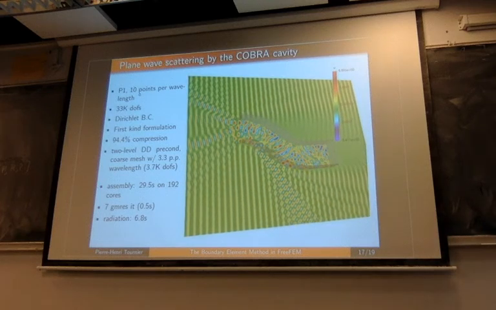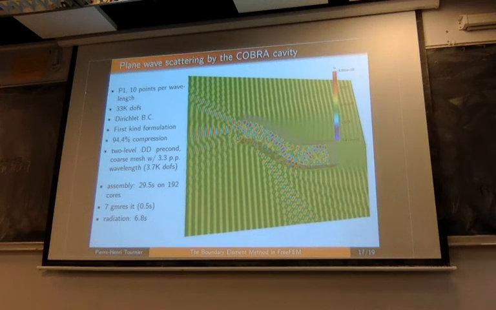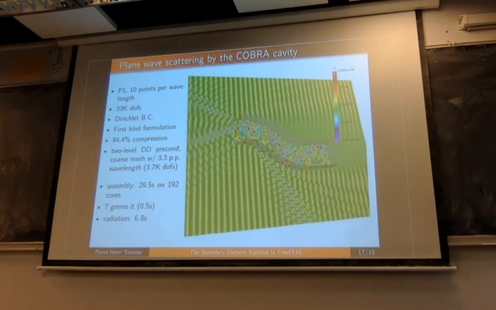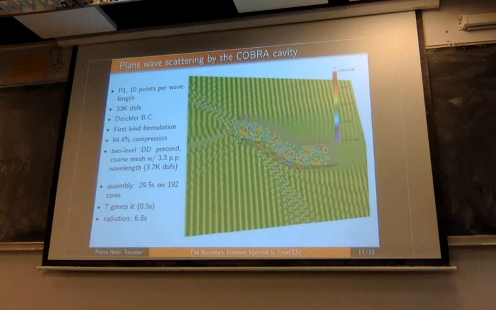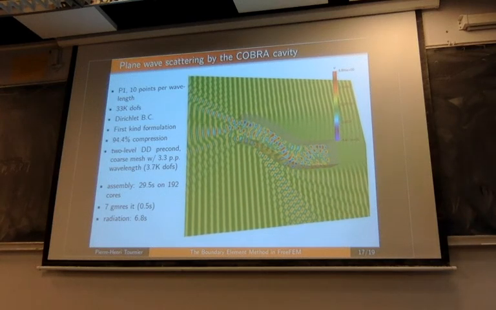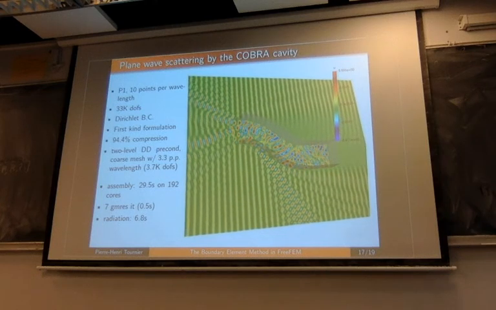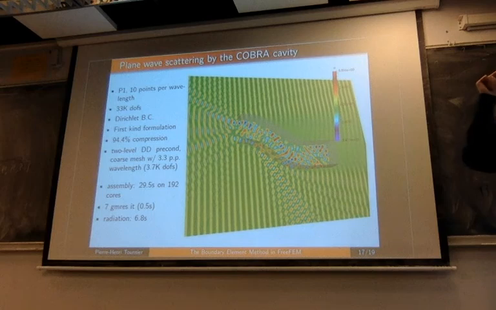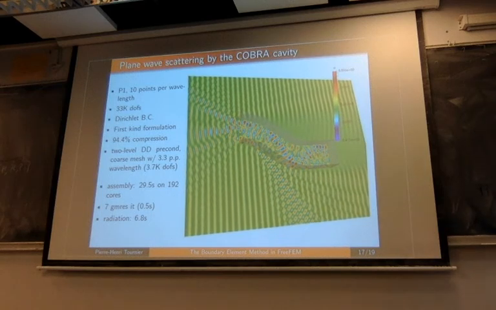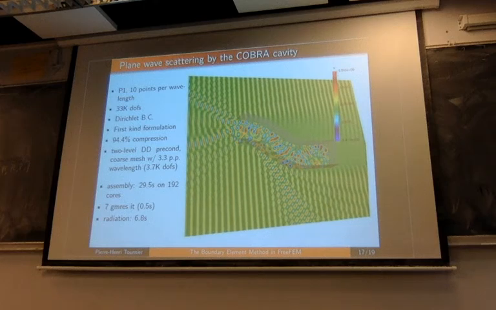Yeah, so this is a standard P1, 10 points per wavelength. This leads to 33,000 degrees of freedom, and you do directly boundary condition. And as Xavier said, this is a screen, this is an object with basically no width. So this is a screen cavity, and you can only do first kind formulation.